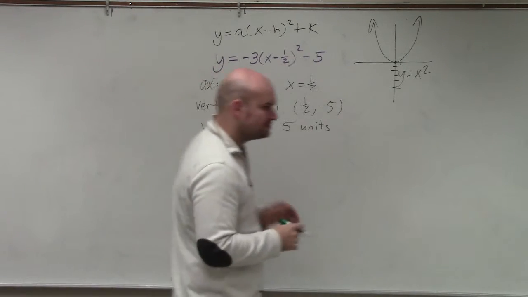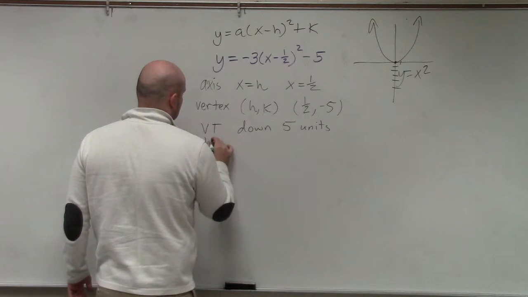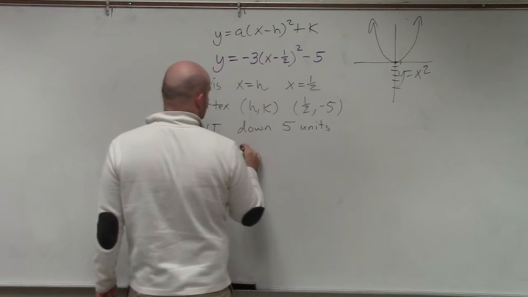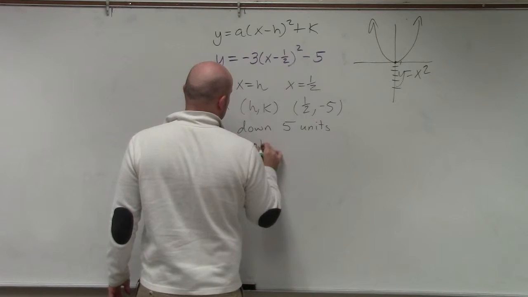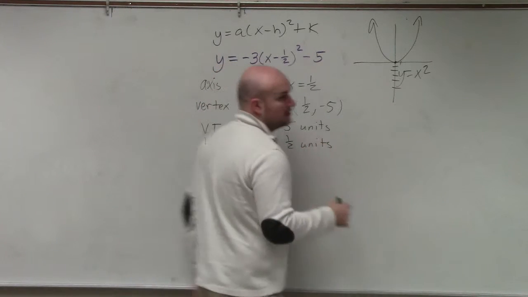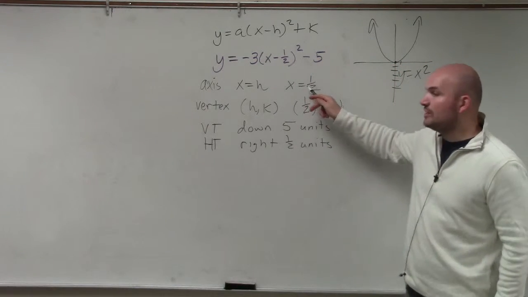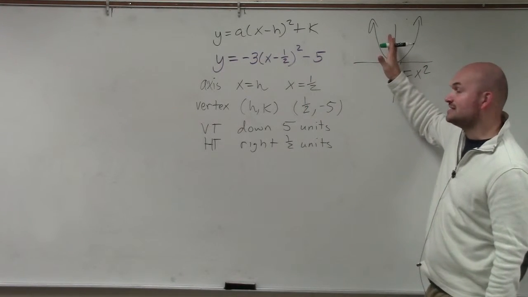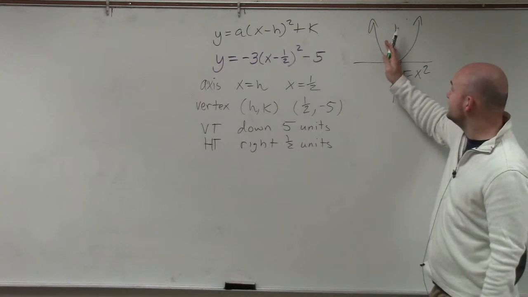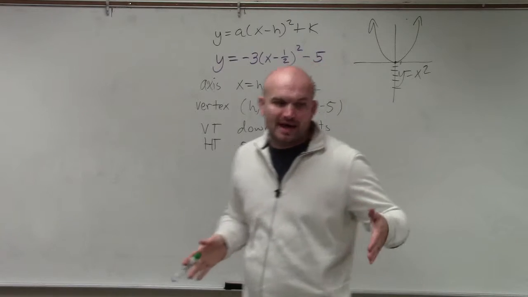The horizontal transformation, which I called the HT, is going to be right 1/2 unit. Since h is 1/2, now my x vertex is not 0 anymore. It's now 1/2. So the graph has been shifted over to the right 1/2.